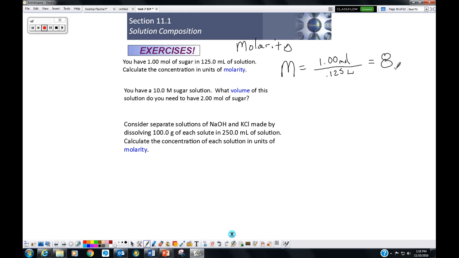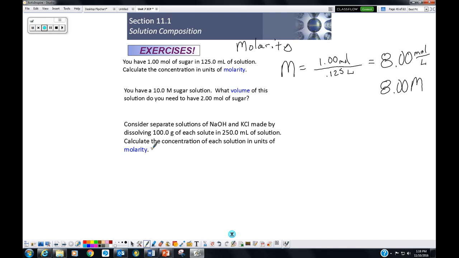All right. So it is 8.00 moles per liter. And one of the things I'll tell you in this class, rather than writing 8.00 molar, I would rather you write 8.00 moles per liter. Just know that molarity is moles per liter, and that helps us do a lot of things.